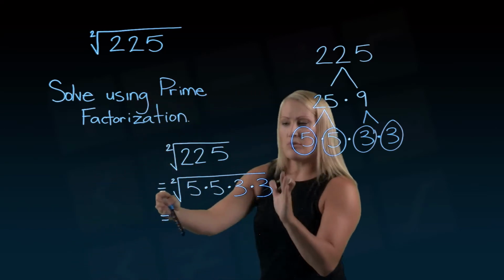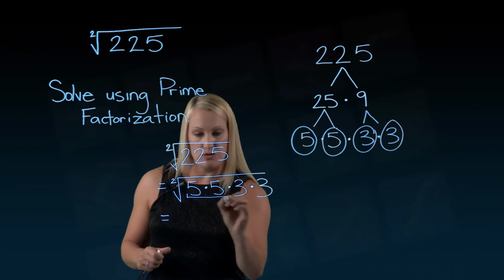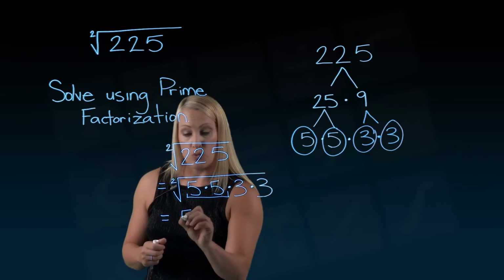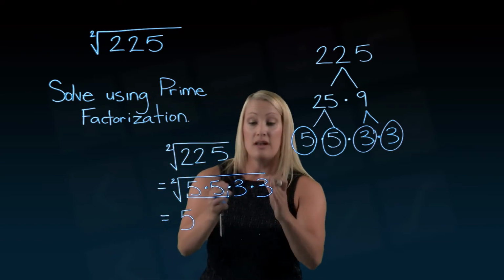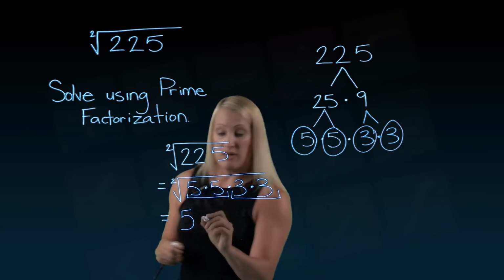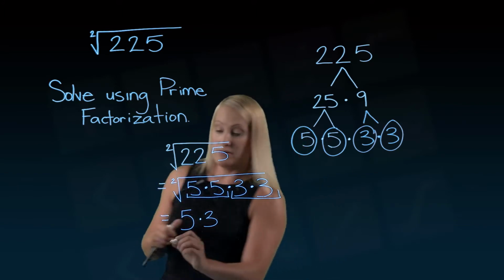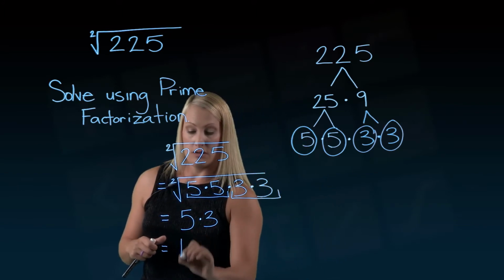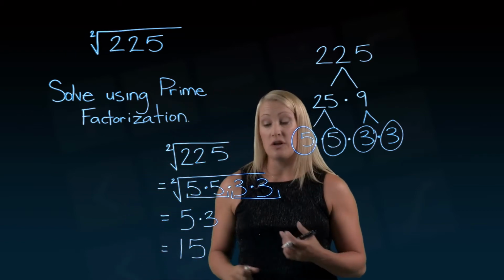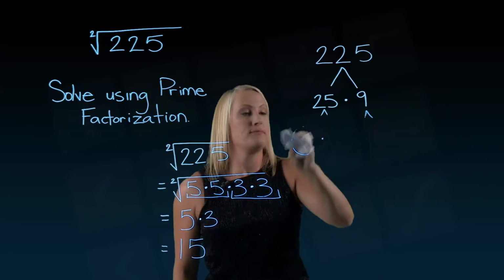So the way that we're going to simplify that is anytime that we see a pair, so in this case we've got 2 5s, it's a pair. I can write that 5 just once outside of the square root sign, and I can do the same thing with this pair of 3s. 2 3s inside means just 1 3 outside of the square root sign. And now 5 times 3 is 15, and we've done it. The square root of 225 is 15. Let's make some room and let's take a look at another example.